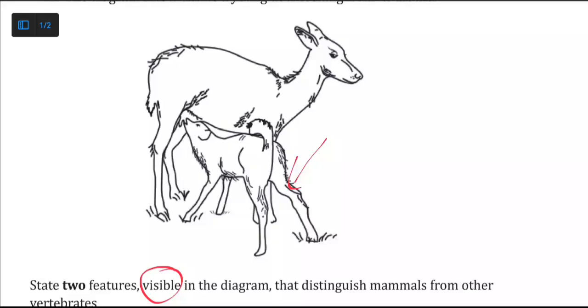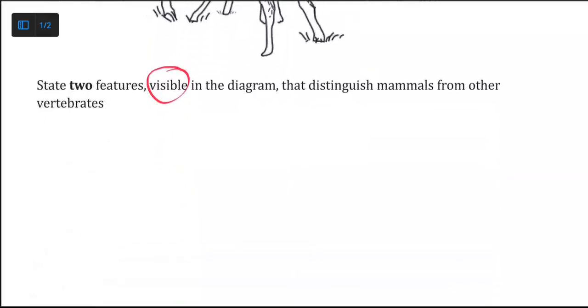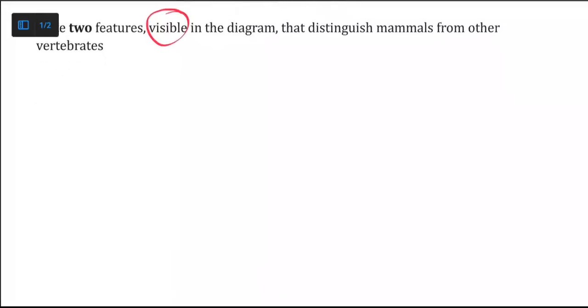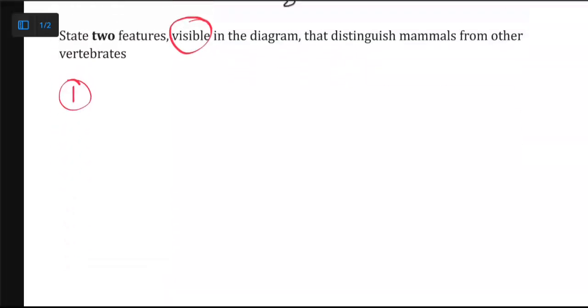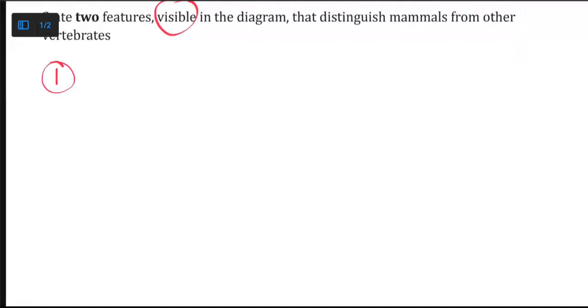Now, I've talked about five features of a mammal. From those five features of a mammal, we are going to pick those that are visible from this one here that are able to distinguish mammals from other vertebrates. So let's go. What can we see from there? Okay, so number one. The first one is the presence of the mammary glands. The fact that that deer is feeding. It's feeding, right? You can see that they are there. The mammary glands are there. That's where it's feeding from. So you can say presence of mammary glands. You don't have to explain, we just state, right?